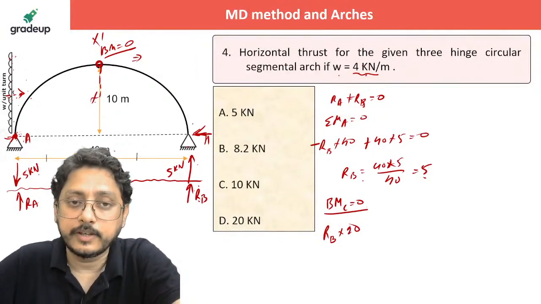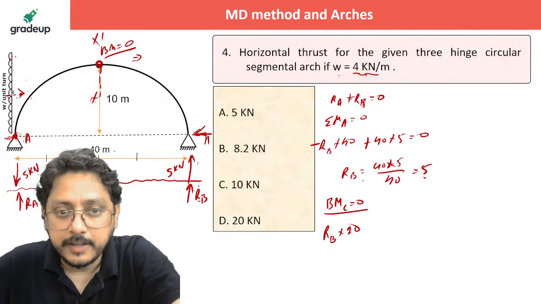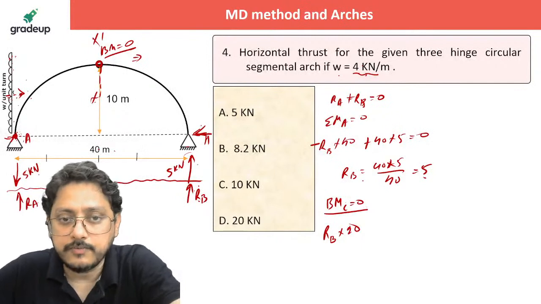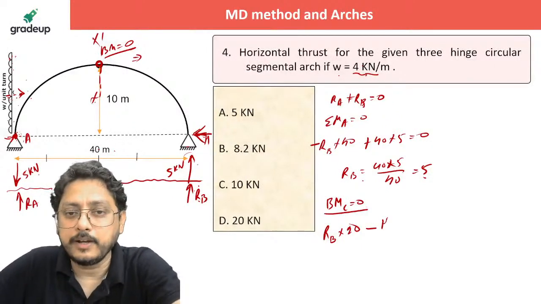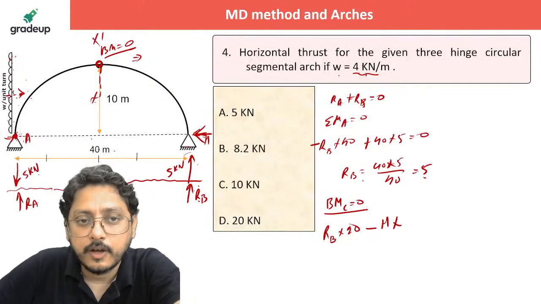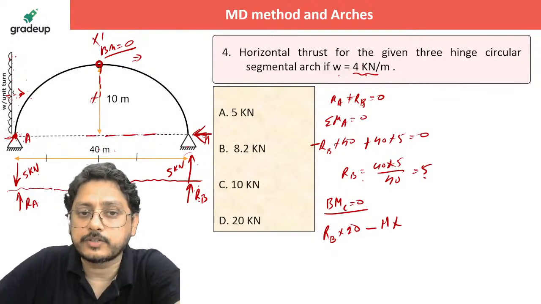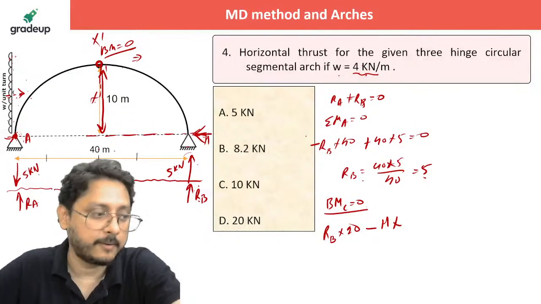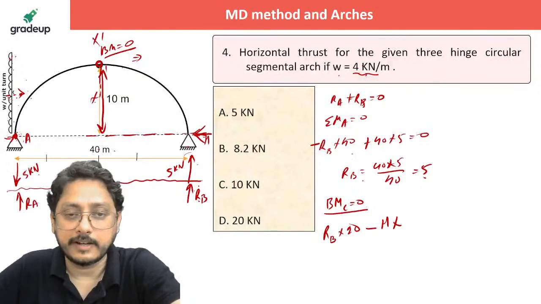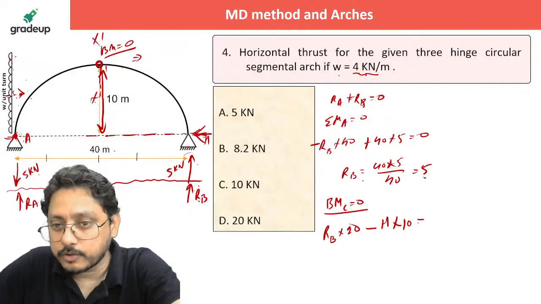It is actually creating a kind of sagging. So if I take the nature of this RB as positive, H will create a negative because the nature will be opposite to that. So minus of H into what is the distance. Always try to extend the line of action of the force so that you will not get confused during the examination. This is the perpendicular distance, that is 10. So H into 10 equals 0.